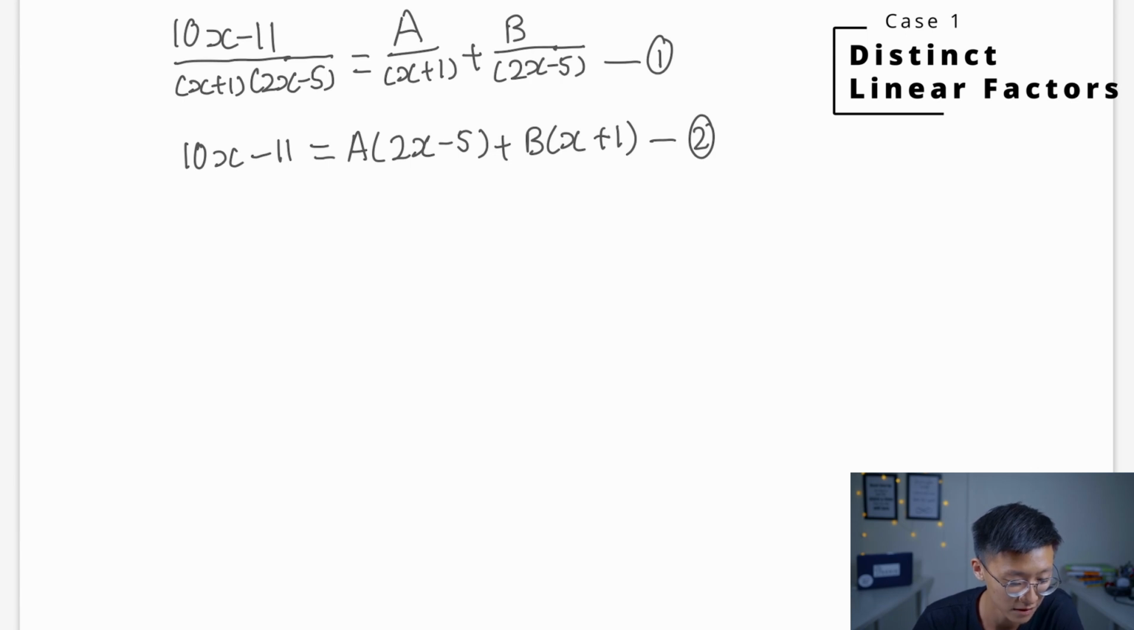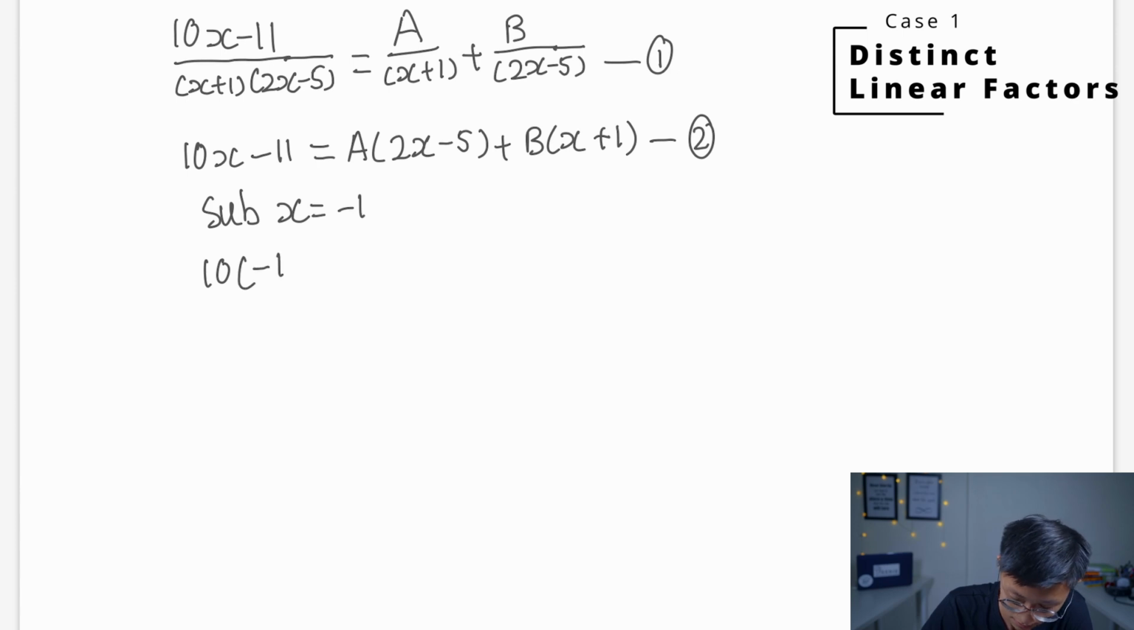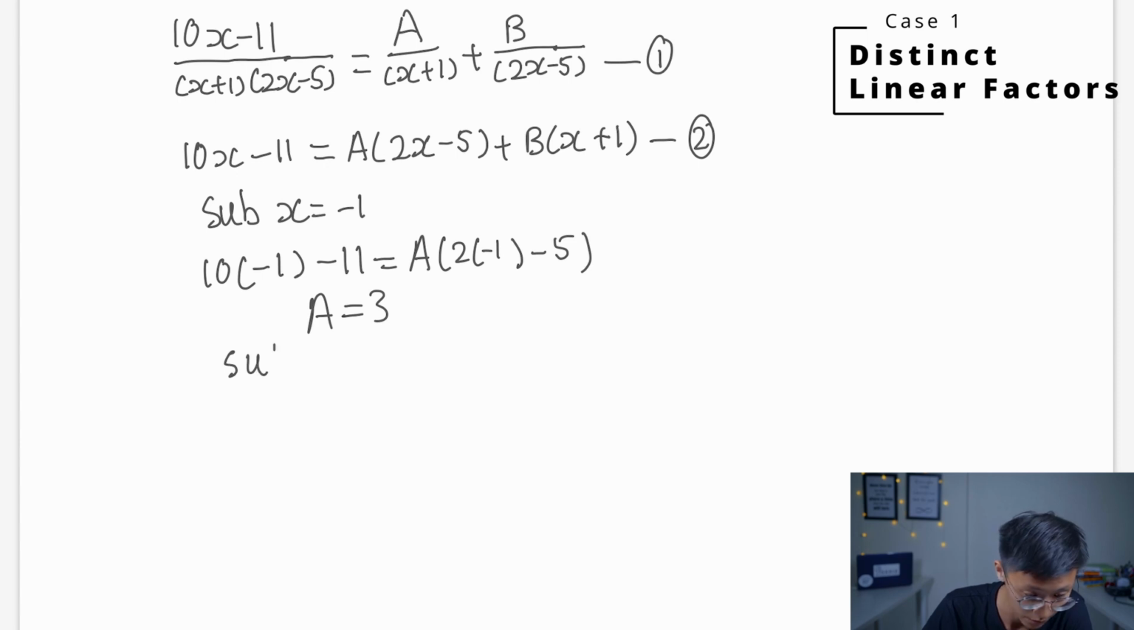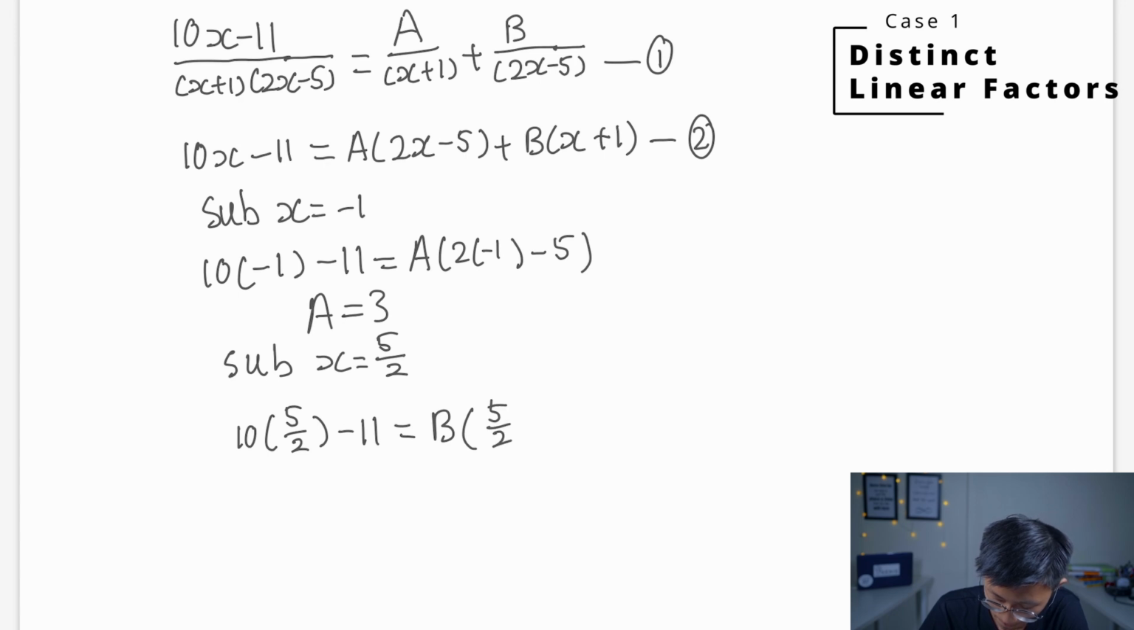Now, let us sub in suitable values of x to get a and b respectively. Let us sub x equals to negative 1 to find a first. A equals to 3. Now, let us sub x equals to 5 over 2 to find b. B equals to 4. After finding the values of a and b, we are going to put them back into equation 1.